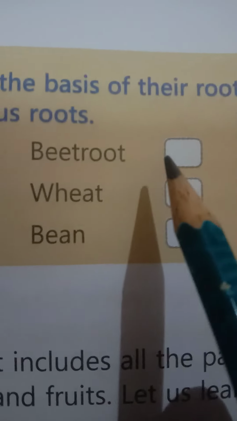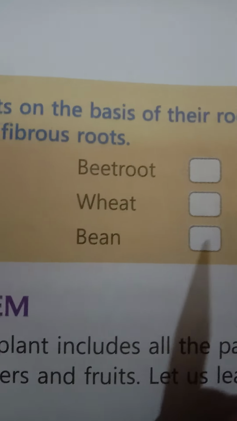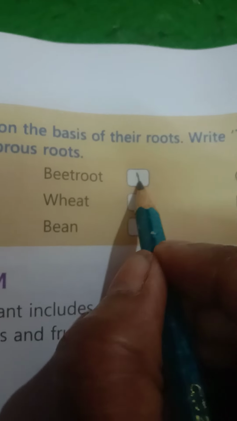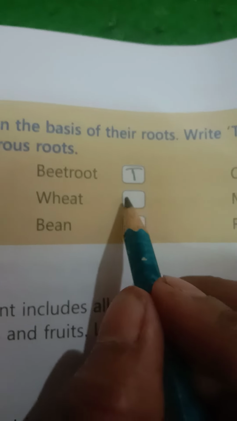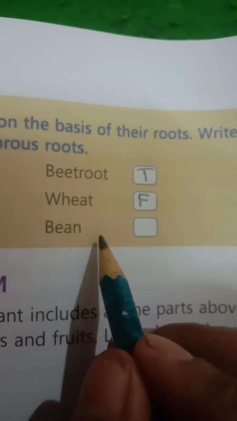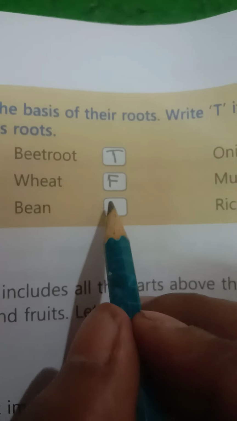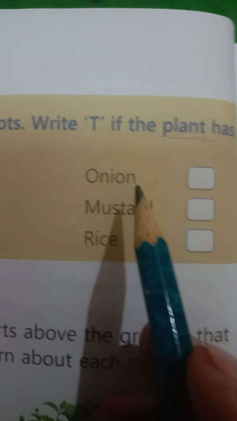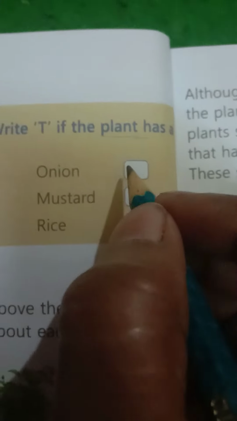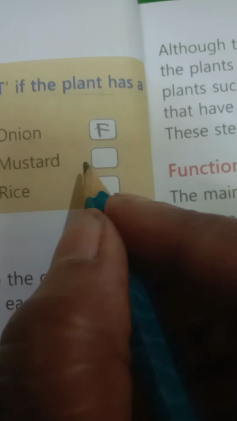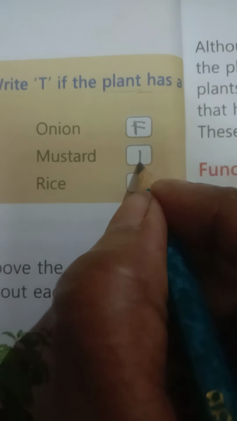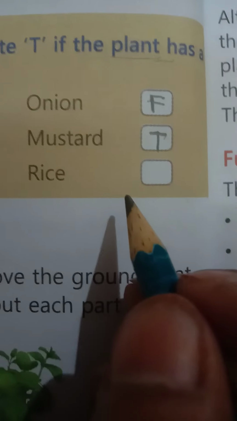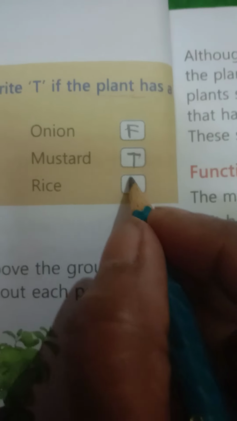Beetroot has taproot. We will write here T. Wheat has fibrous root. That means F. Now bean has taproot. We will write here T. Now onion has fibrous root. That means we will write F. Mustard has taproot. We will write here T. Now rice has fibrous root. We will write here F.